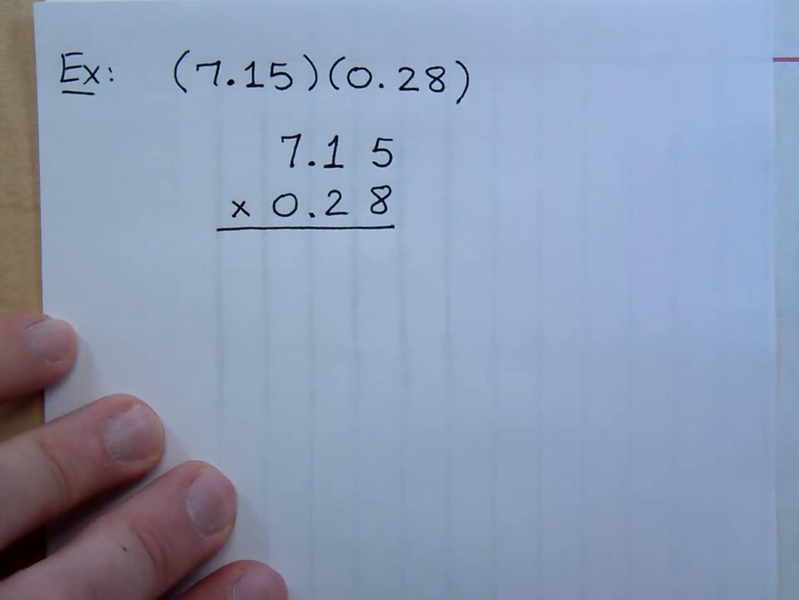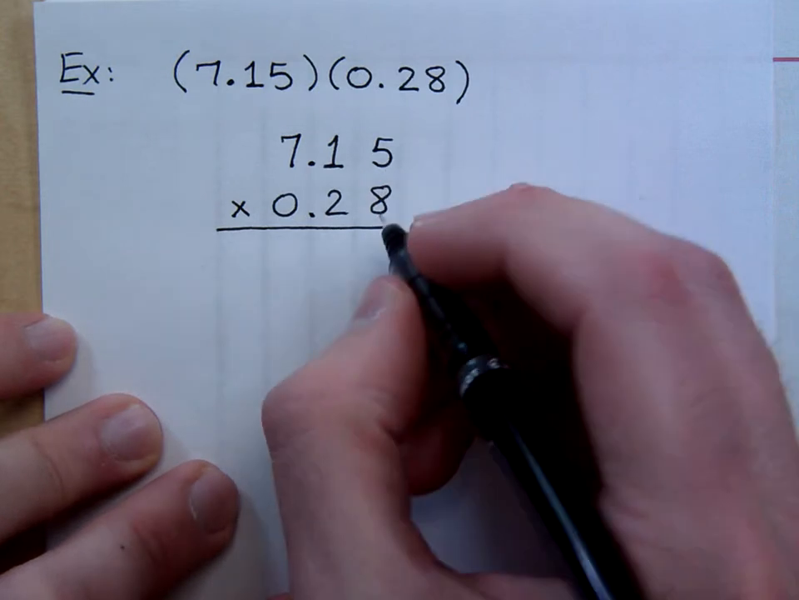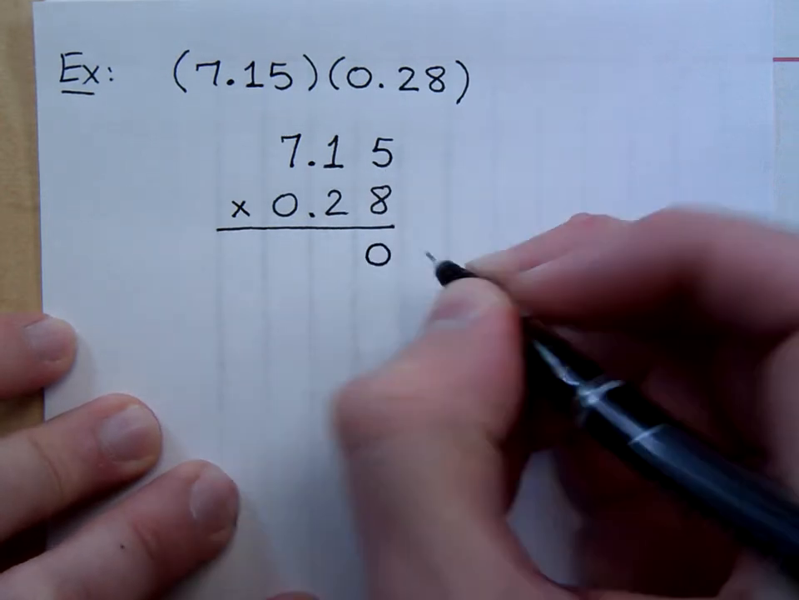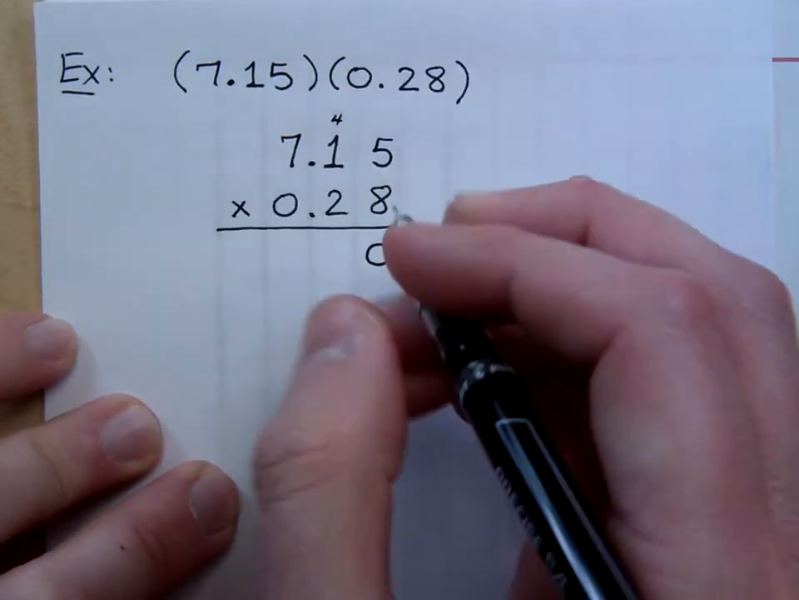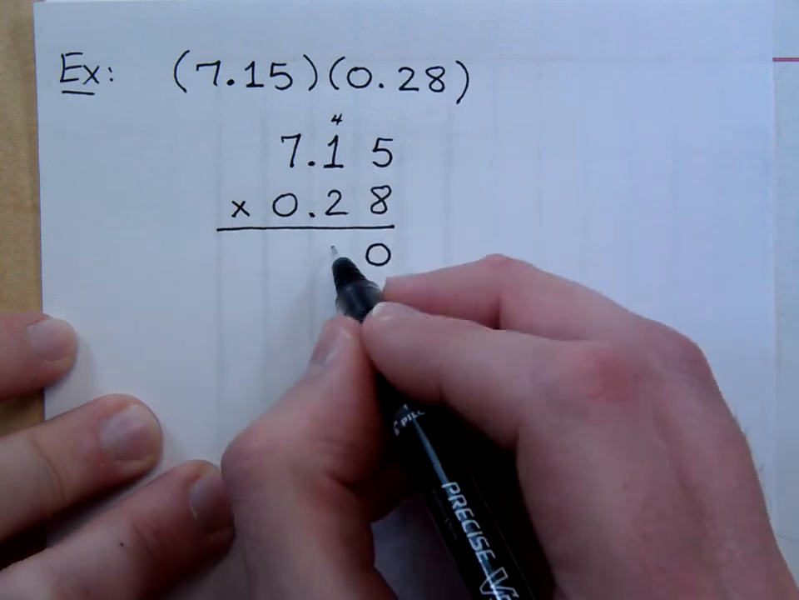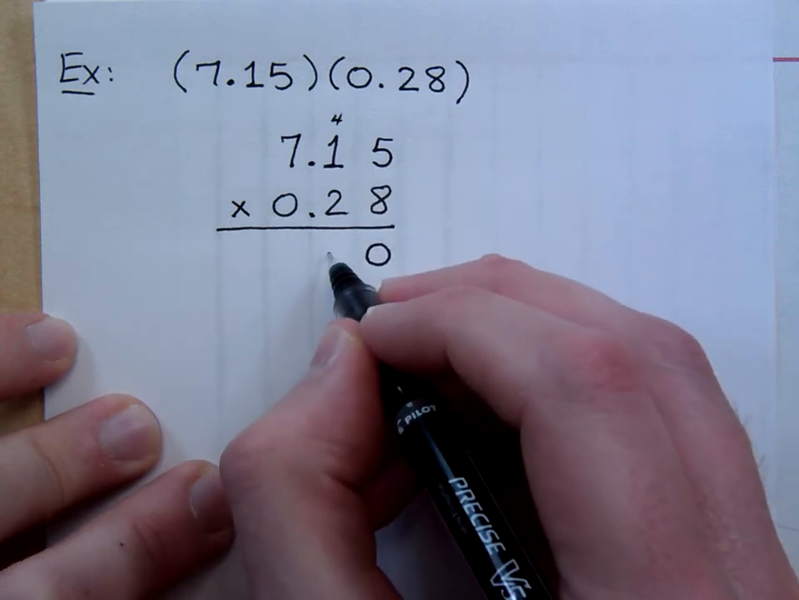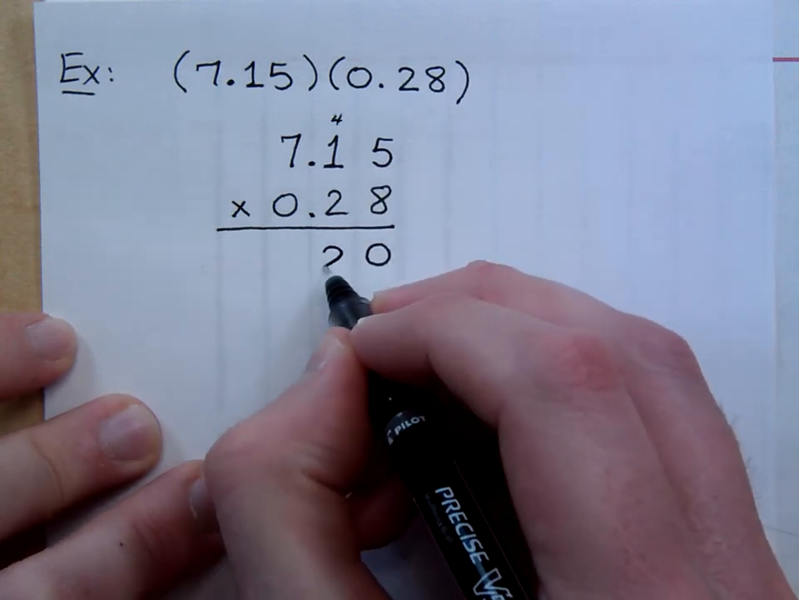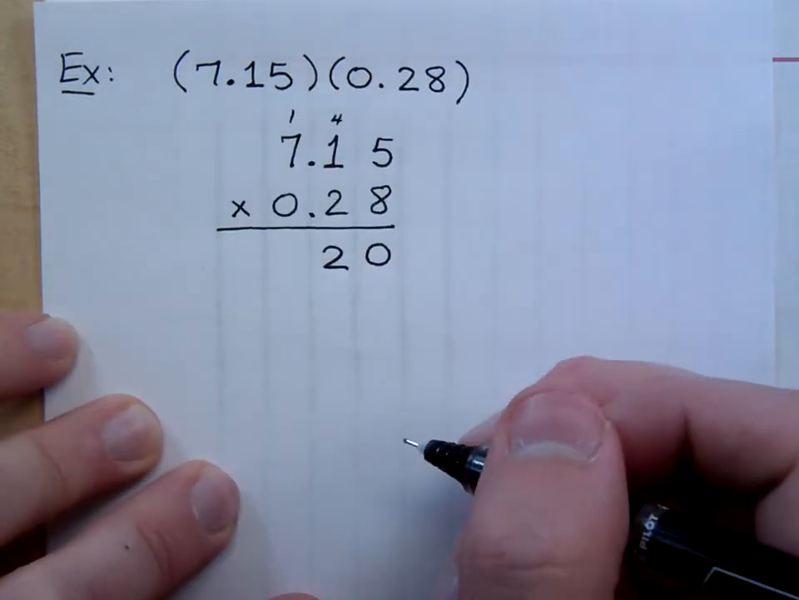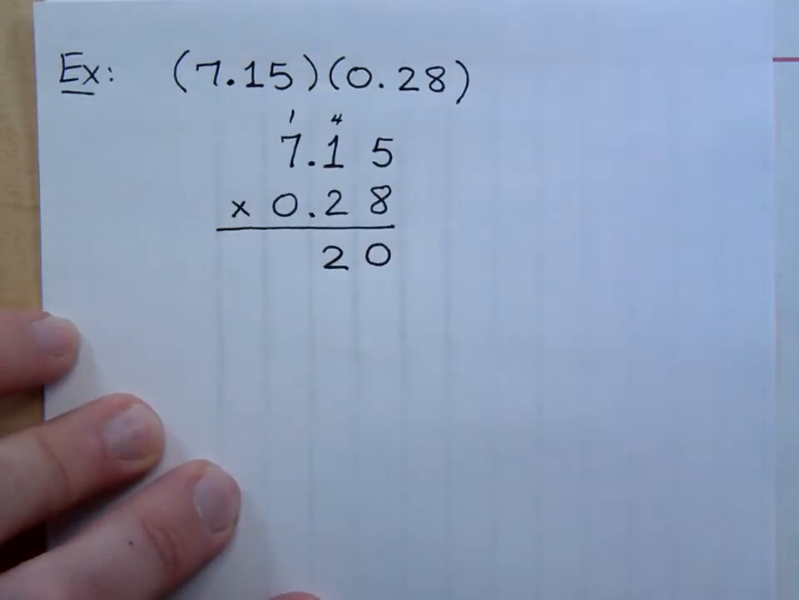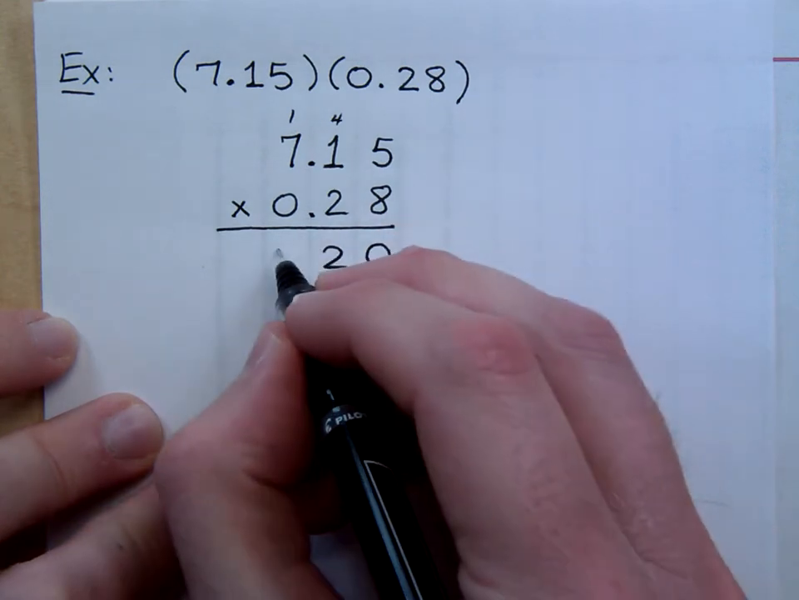So let's multiply. So 8 times 5 is 40, and carry that little 4. 8 times 1 plus 4 is 12, carry the 1. Oh, look at this. 8 times 7. Love it. Plus 1 is 57.